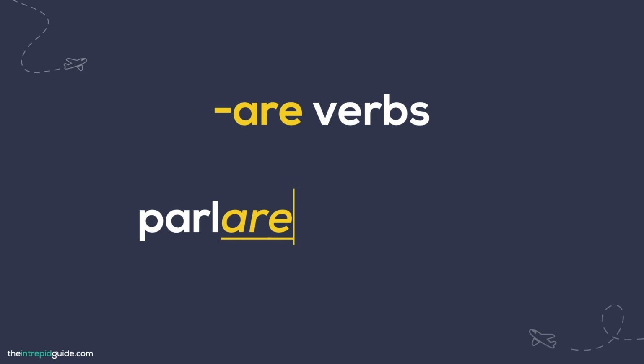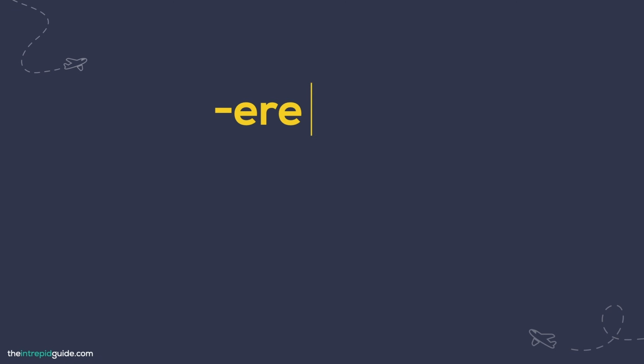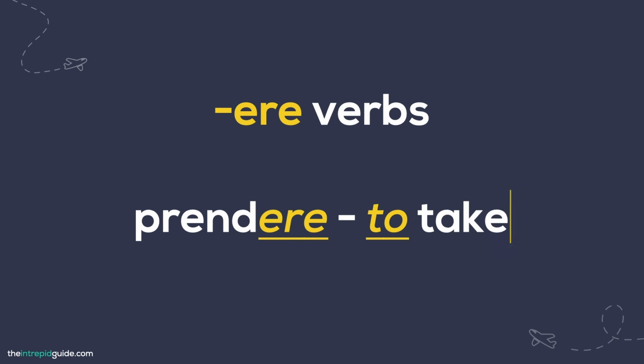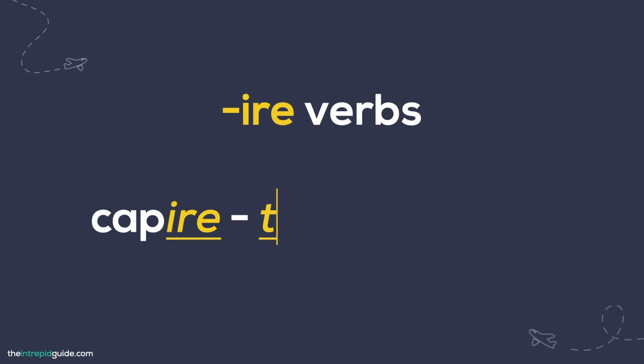Now, the rules are the same for each family, so after you've learned the pattern for one verb, you'll know how to conjugate all the verbs in that particular family, as if by magic. The first type of conjugation is the ARE family, which is the largest and has the most regular verbs. For example, there's the verb parlare, to speak. The second type of conjugation is the ERE family, which has its own set of rules. For example, the verb prendere, to take. The third type of conjugation is the IRE family, which has two methods of conjugation. One example is capire, to understand.